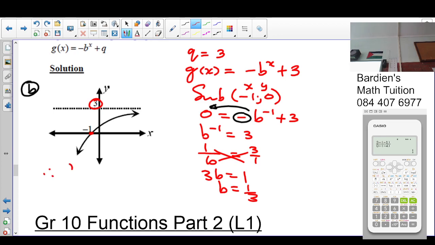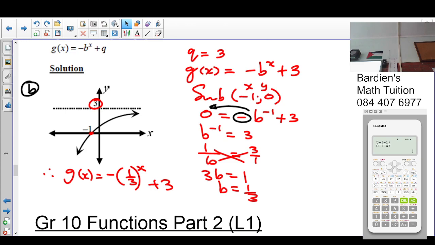So therefore, g of x is equal to negative, open brackets, 1 over 3 raised to the x, plus 3. Okay? Any confusion? You guys understand?